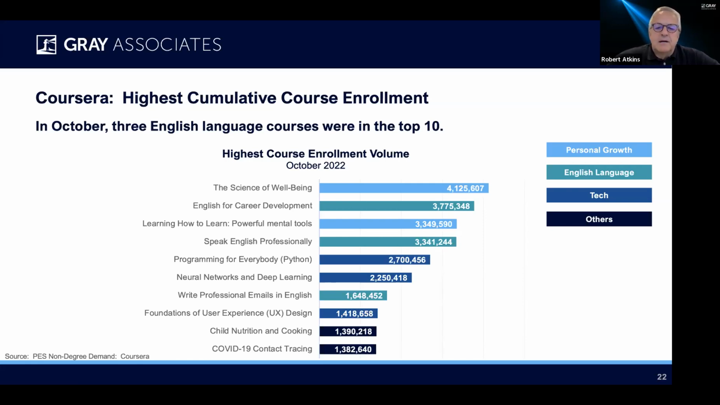Then we get to some tech: Python for everybody, neural networks and deep learning, not surprising. In either case, they've been on this list for ages. Tech, foundations of user experience as well. And finally, a couple of just other things, child nutrition and COVID-19 contact tracing.